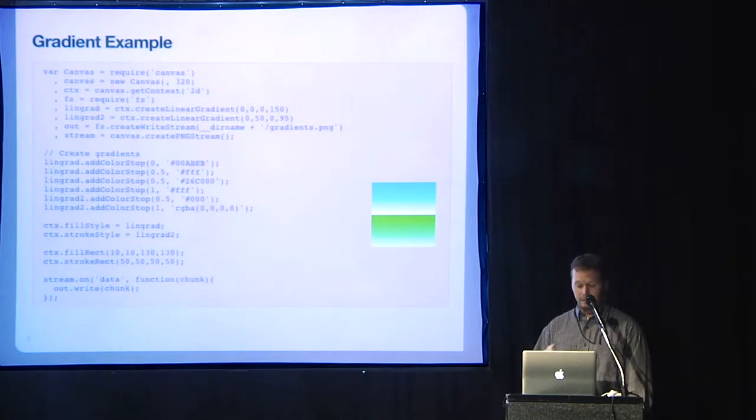Here's gradients. And again, the only two items that change here are require canvas and new canvas. Everything else is the same. This is the image that it generates.